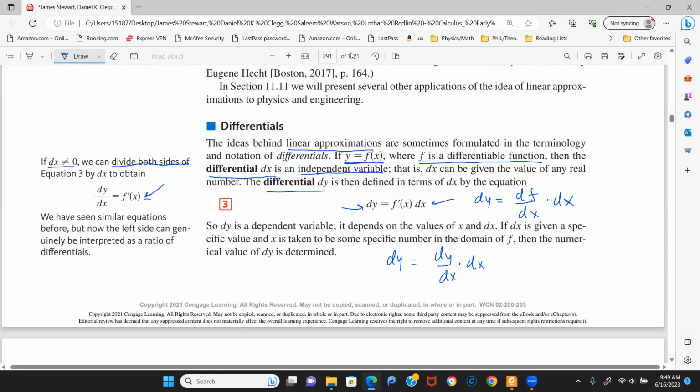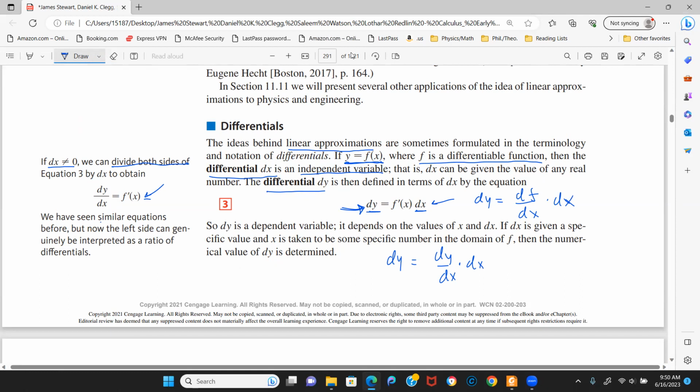As it says here, this is something we've seen before, and we can now interpret it as an honest-to-God ratio. This is just a formal definition. Given this variable dx, the differential of x, you can find the differential of y. So this is all very formal.